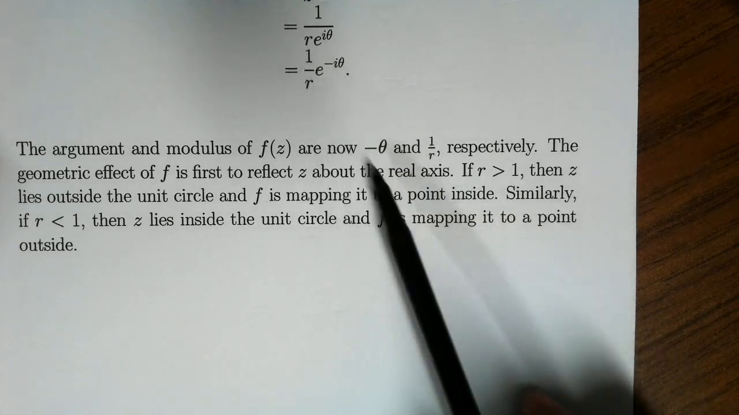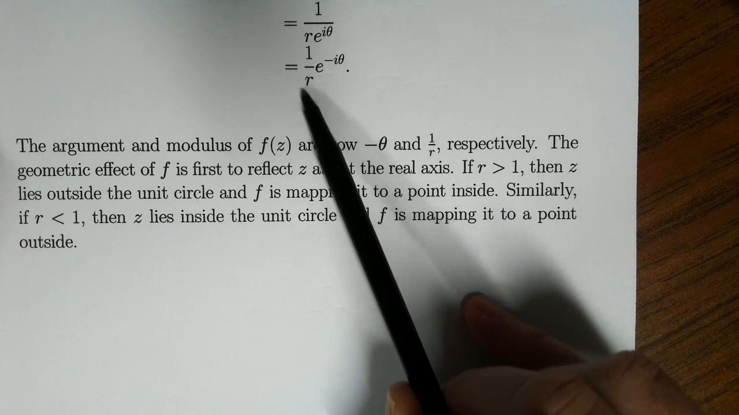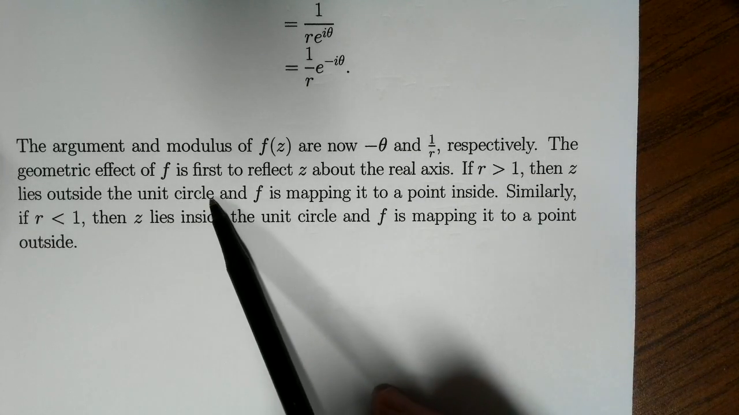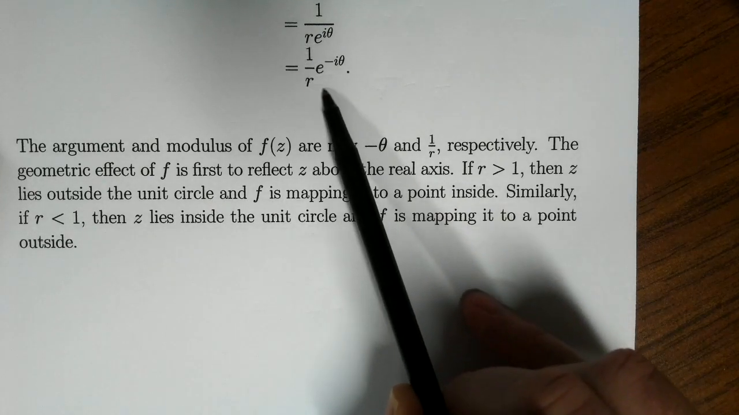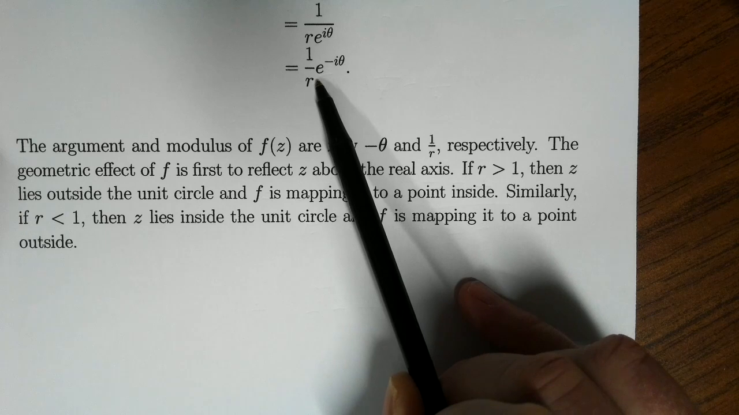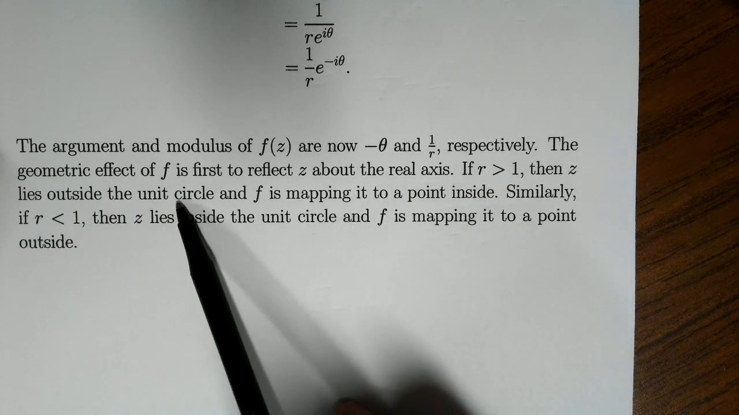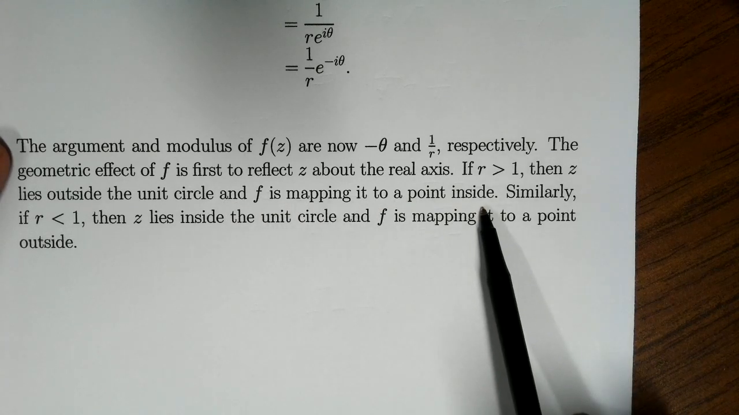Now what does the 1 over r do? If r is greater than 1, that means z would be outside the unit circle, since its modulus is greater than 1, but its output would have a modulus that's less than 1. So if z lies outside the unit circle, f is mapping it to a point inside the unit circle.